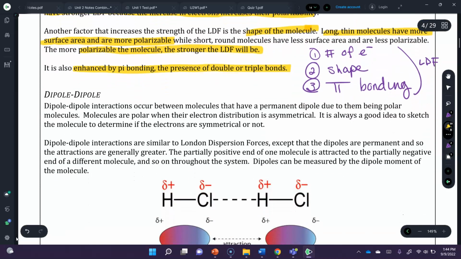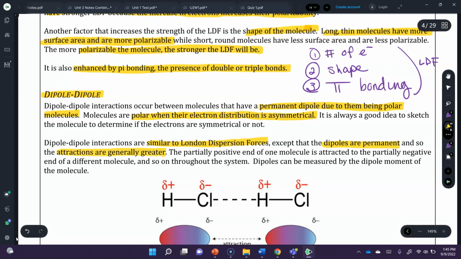Now, dipole-dipole, this is how polar molecules interact with each other. Dipole-dipole interactions occur between molecules that have a permanent dipole due to them being polar molecules. Molecules are polar when their electron distribution is asymmetrical. It is always a good idea to sketch the molecule to determine if it is symmetrical or not. Dipole-dipole interactions are similar to London dispersion forces, except that the dipoles are permanent, so the attractions are generally greater.